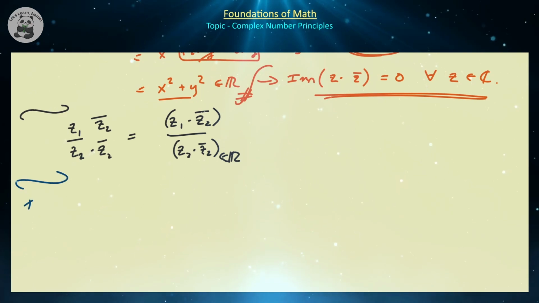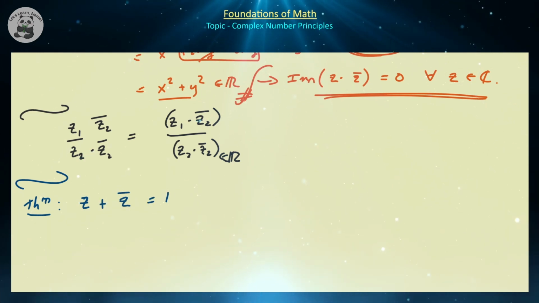Right? And another basic theorem, just for you to try, and this is actually pretty easy, is that when you take a complex number and you add to it its conjugate, you are always going to get the real part of z times 2, right? So this is always going to be true, and I invite you to try and prove this on your own.